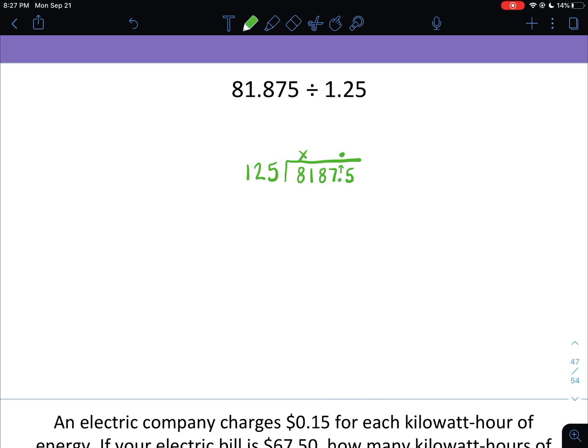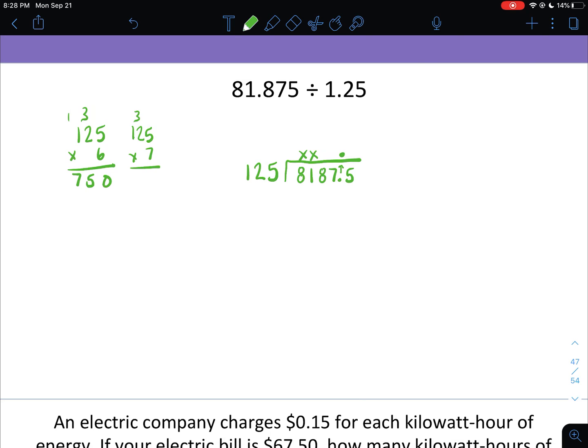So does 125 go into 8? Nope. Does 125 go into 81? Nope. Does it go into 818? It does, but now we have to figure out how many times. I'm just going to guess 6 times. So we're going to guess and check with 6. 6 times 5 is 30. 6 times 2 is 12, plus 3 is 15. So 750. I think I can get closer.